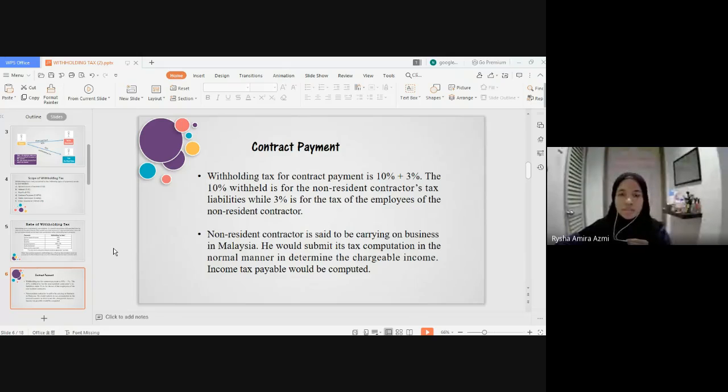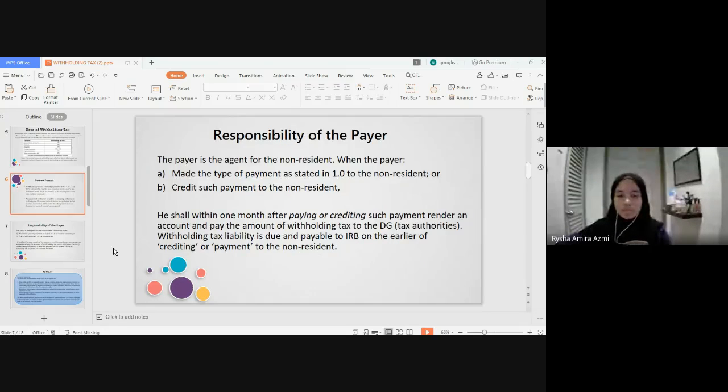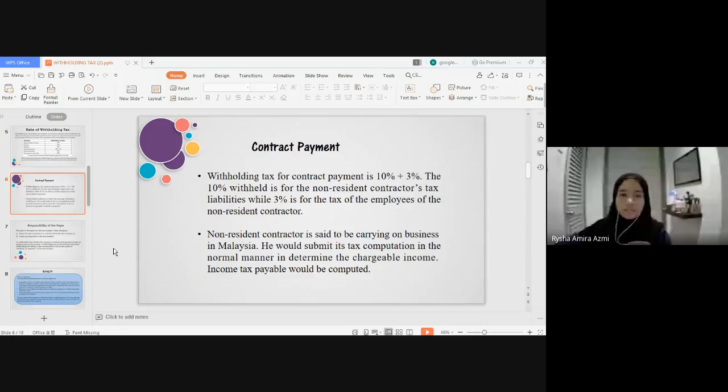Okay, a non-resident contractor is said to be carrying on a business in Malaysia, and he will submit the tax computations and determine the chargeable income, and the income tax payable will be computed. So whatever payment is received as a non-resident on the contract payment, 10% has been deducted by the payer. So the amount of 10% deducted is actually the tax paid by us on the contract payment.